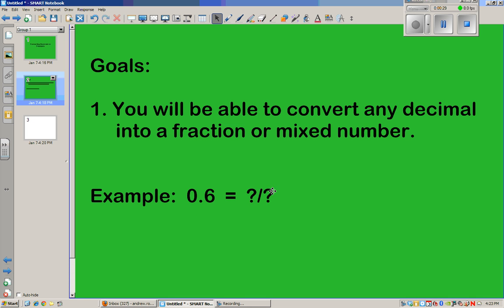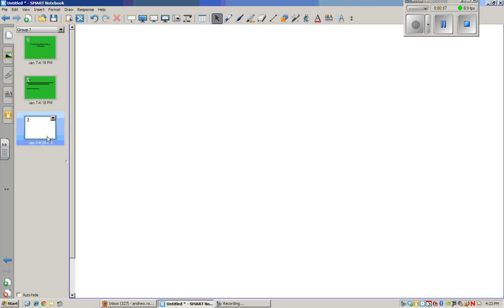0.6 equals what as a fraction, or 6/10 equals what as a fraction? And the way I said that might be a little clue to you. And I'll show you how it's a clue.